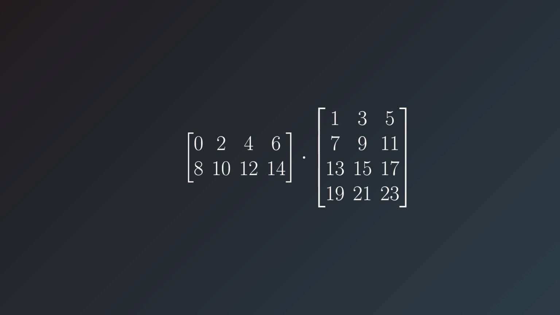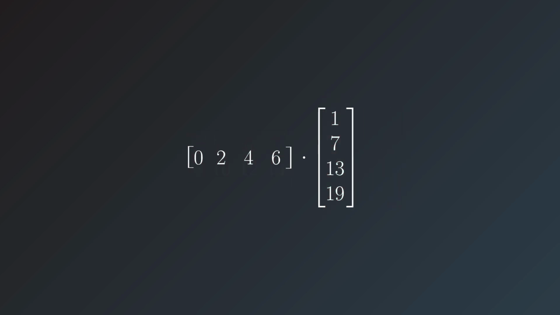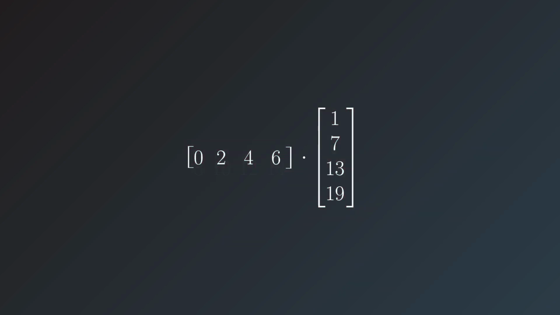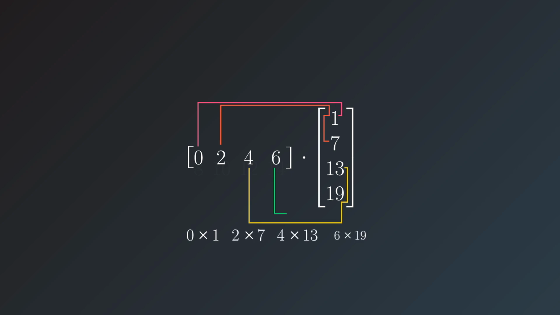To find the product of these two matrices, we'll start by taking the dot product of the first row of the left matrix and the first column of the right matrix. For now, just ignore all these other numbers. Then we can pretend this row and this column are just two equal-length vectors. Now we find their dot product, with corresponding elements moving across this row and down this column. So just like before, we have the 0 times the 1, the 2 times the 7, and so on. The dot product between this row and this column becomes one entry in the result matrix.